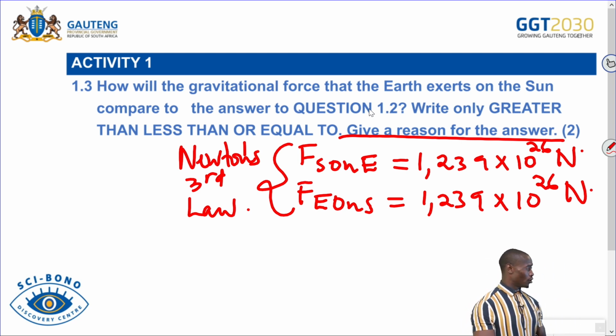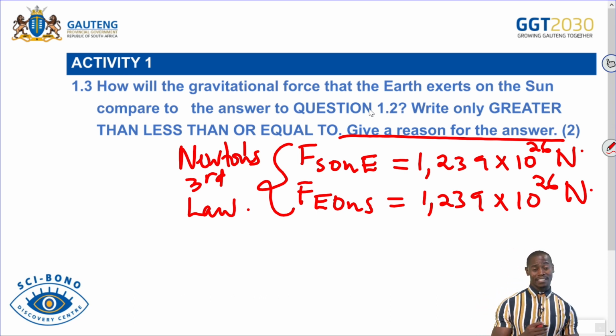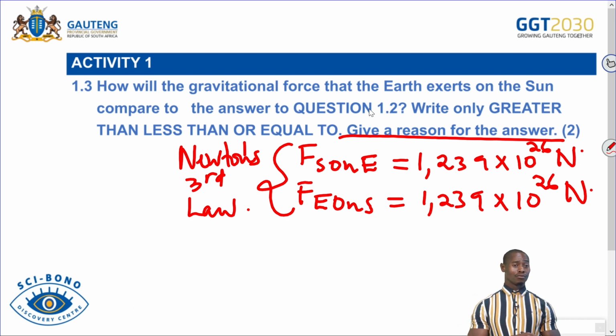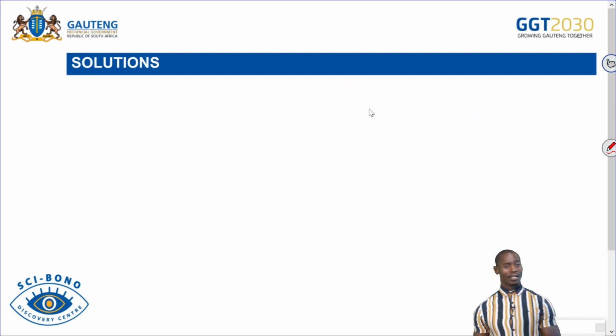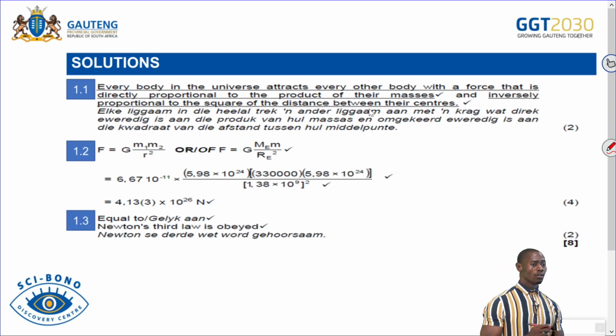Newton's third law. A force exerted by the Sun on Earth will be equal to the force exerted by the Earth on Sun, but acting in opposite direction. So it's application of Newton's third law. So the answer there is equals to.